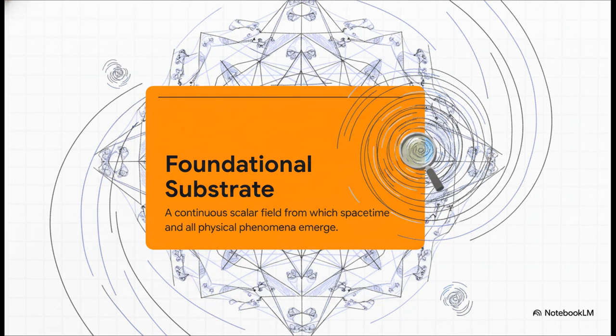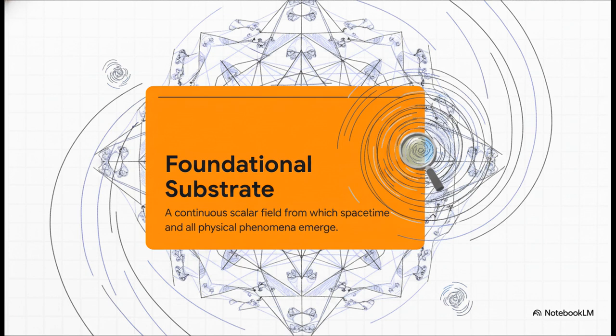Let's dive into this incredibly dense, but honestly super elegant framework to see how it supposedly replaces all that quantum magic with sheer geometry. So, what exactly is this foundational substrate? The big idea here is that reality begins with a dynamic, omnipresent foundational substrate. Think of it like a continuous scalar field, essentially an invisible, underlying ocean of energy that exists literally everywhere. In fact, space and time themselves emerge from it.